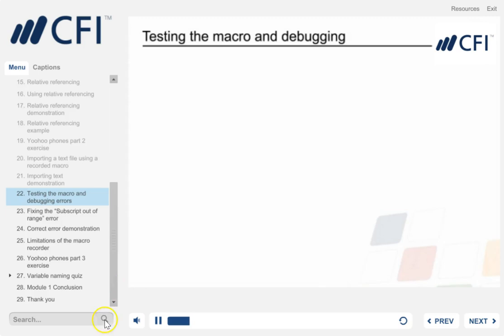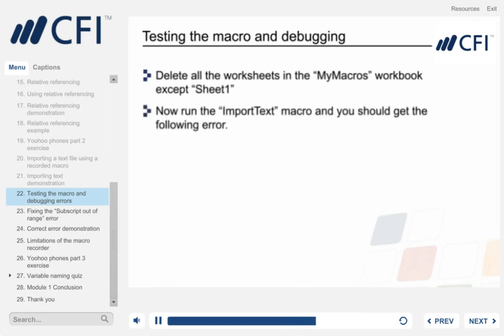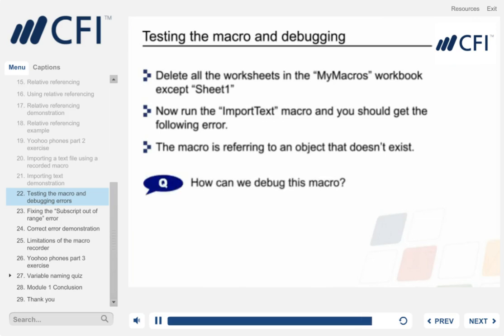Now that we have created an import text macro, let's create a situation in which the macro will not be able to run and we will get an error message. Delete all the worksheets in the My Macros workbook except for Sheet 1. Now run the import text macro. You should get a Subscript out of range error message. On the next screen, we will discuss how we can debug this macro.